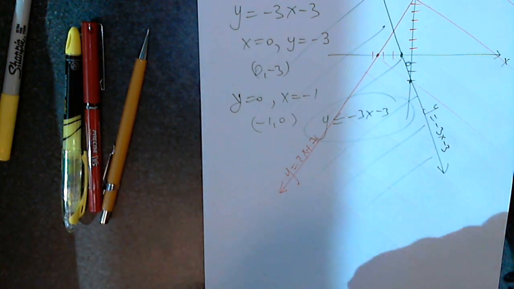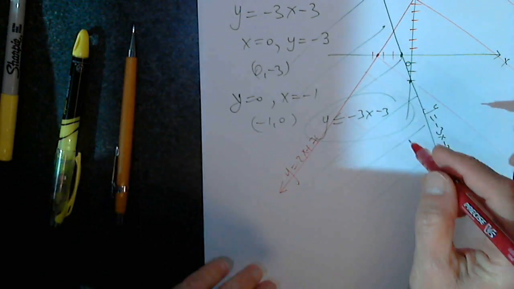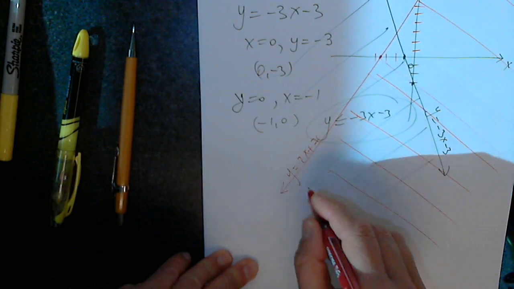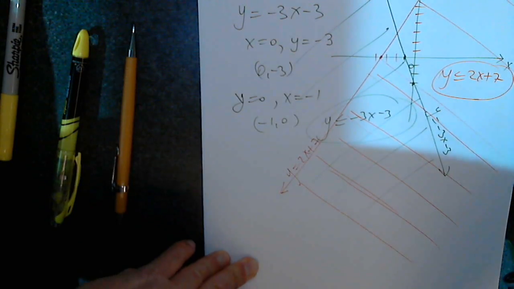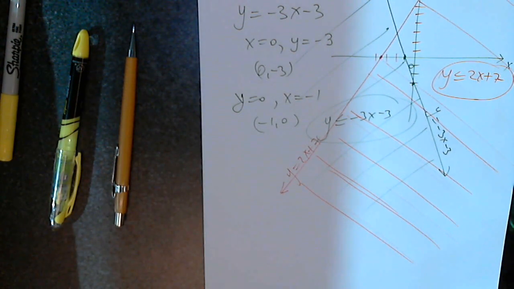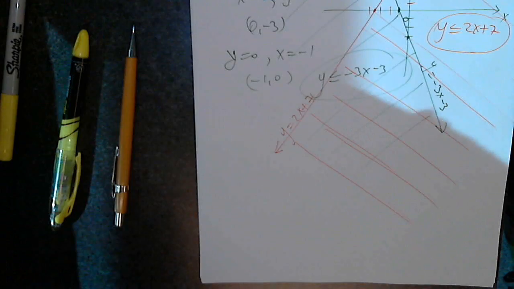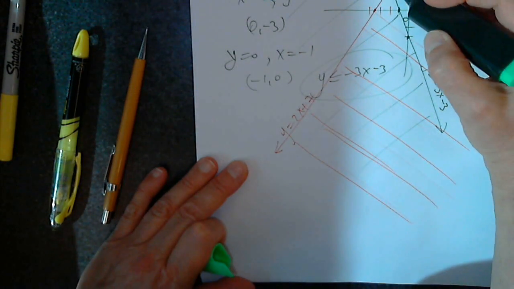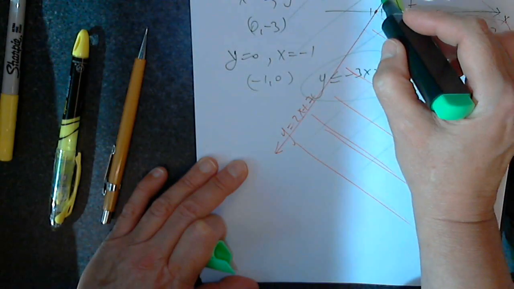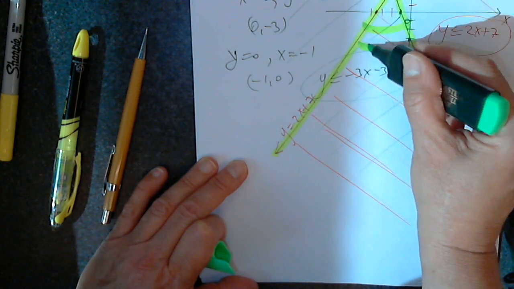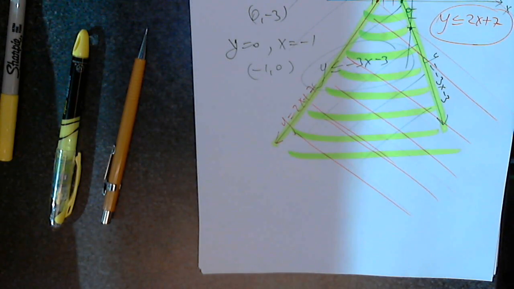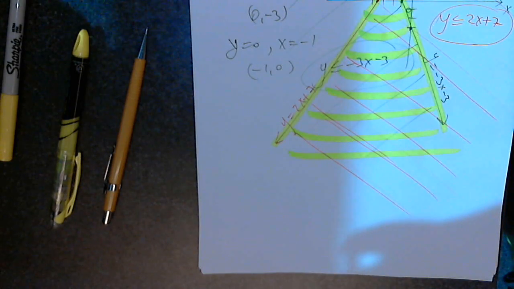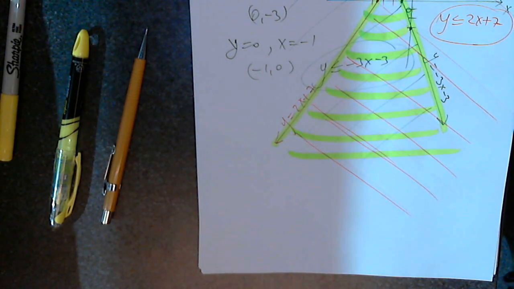Done. So this is y less than or equal to 2x plus 7. So I have again a green territory and a red territory, and they overlap here. That corner, this line, and everything in between. Okay, any questions? Any questions?